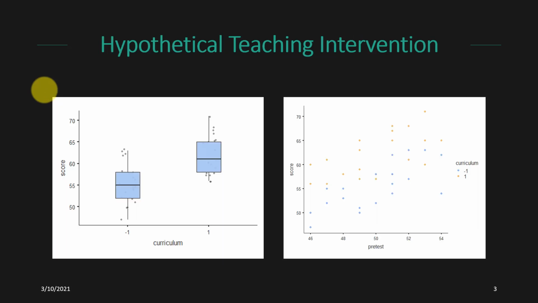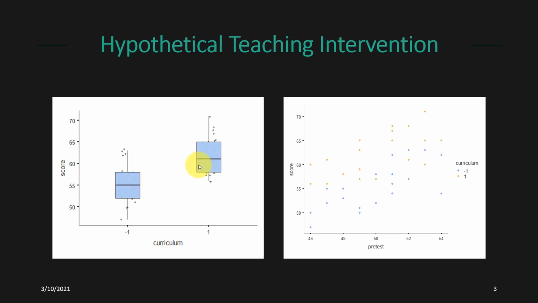So let's think about an example where we have a hypothetical teaching intervention. We're looking at some scores on a knowledge assessment, and we have two different curricula. We have a traditional or control curriculum, which is coded as -1, and then we have an experimental curriculum, which is coded as +1. If we're just analyzing these post-test scores, you can see that the students who took the control curriculum tended to score worse than the students in the experimental curriculum, but there is a fair amount of overlap in these data. So one way to analyze this question would simply be to do an analysis of variance or an independent samples t-test and compare the scores from these two different classrooms.